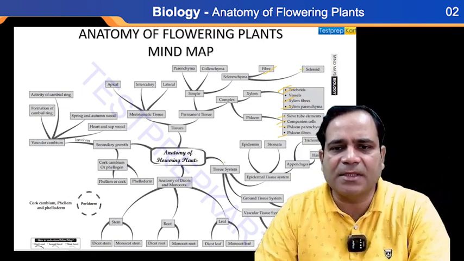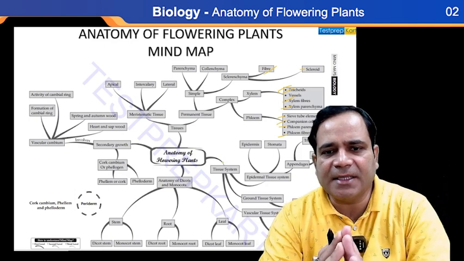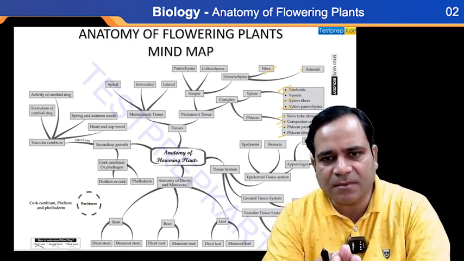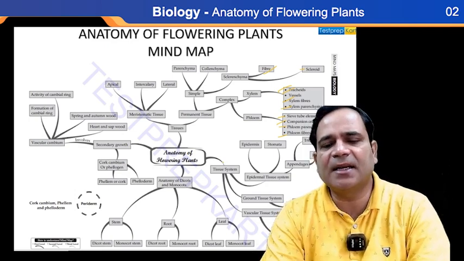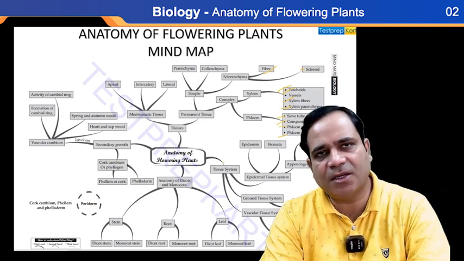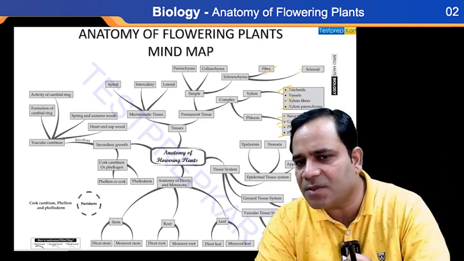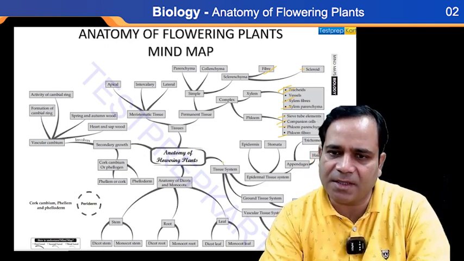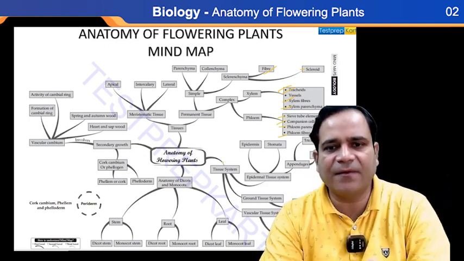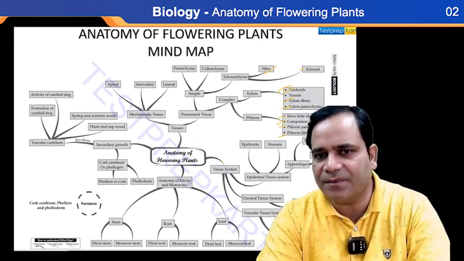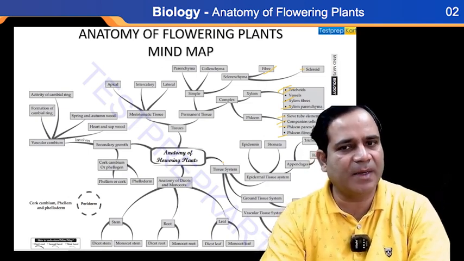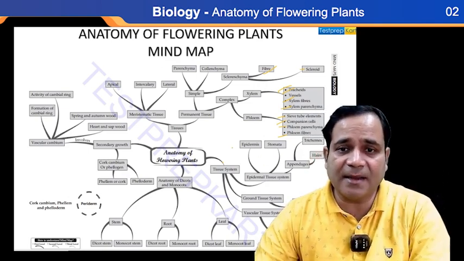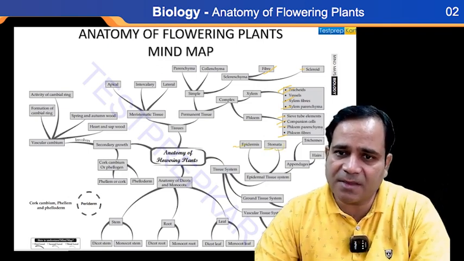Okay. Now see, the tissue system is basically classified into three parts: epidermal tissue system, ground tissue system, and the third one is what? Vascular tissue system. So the epidermal tissue system is divided into two parts, that is epidermis and stomata. So this term stomata is clear.